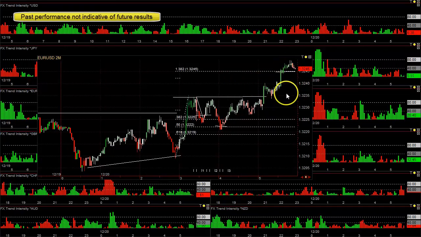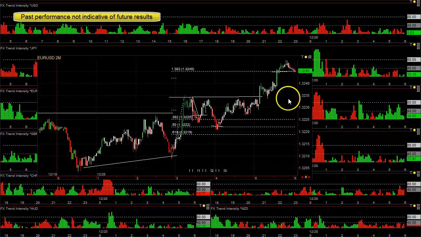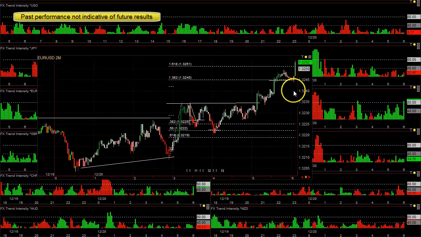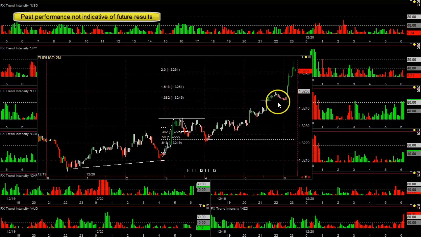There's a reason why we use these fib targets, because most of the time the market stalls between the first and second fib target. Alright, so I would have been out of this trade at 45 and missed this last little run up here, unfortunately. It is one heck of a strong trend.